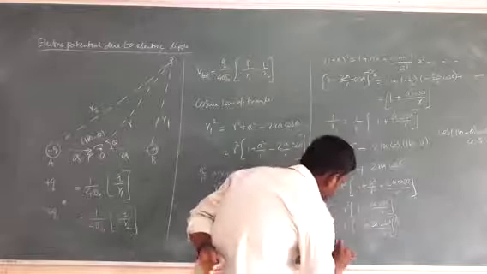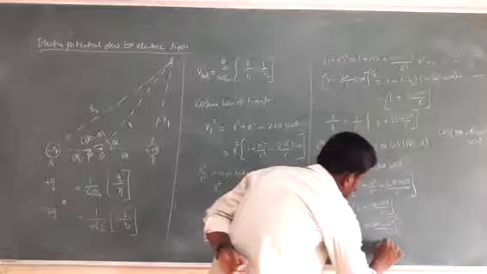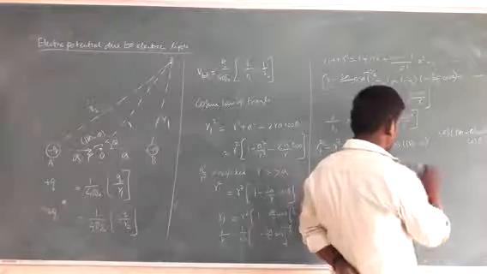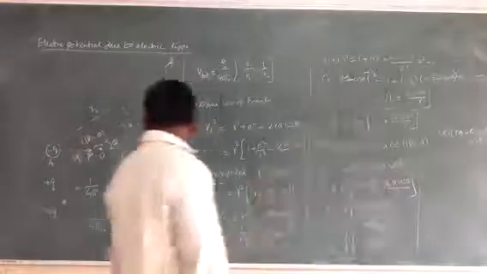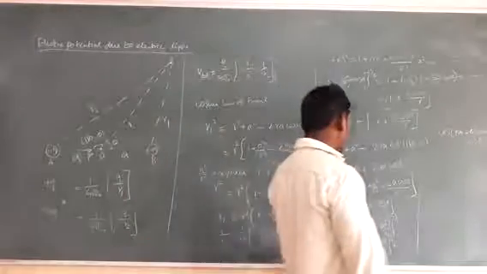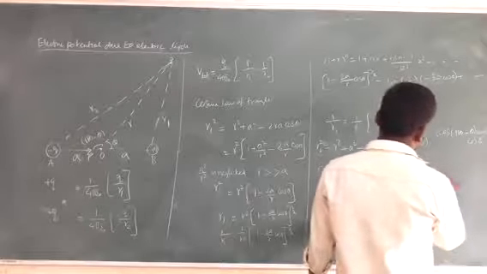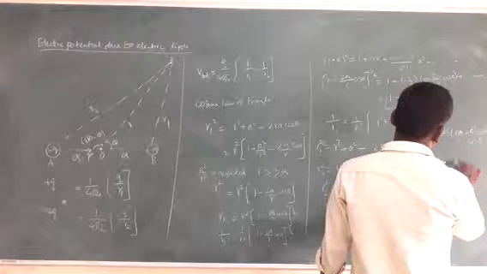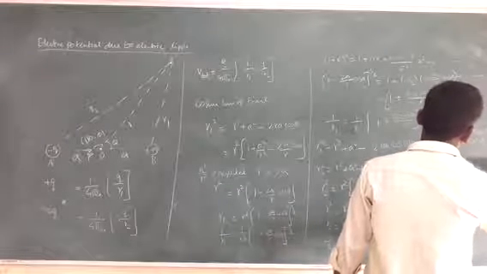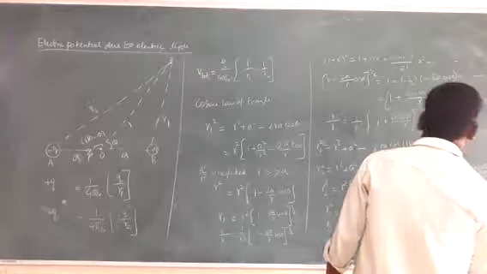Again 1 by r2 is equal to 1 by r times (1 + 2a cos theta by r) to the power minus 1 by 2. So again using the binomial theorem, you will get 1 minus a cos theta by r. So simply you write 1 by r2 is equal to 1 by r times (1 minus a cos theta by r). So we need to find r1 and r2 and substitute in the equation.